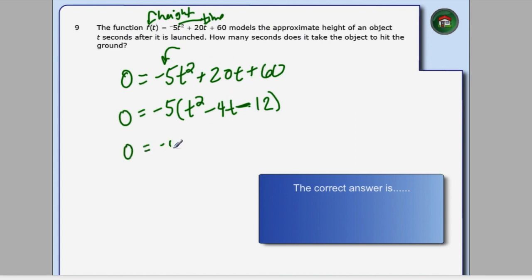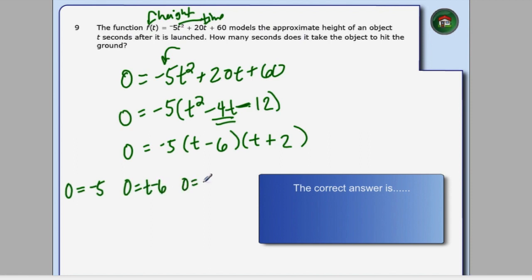So now try to factor again. What multiplies to be -12, but then would give me -4 when I added it? And that would be -6 and +2. Now solve. Remember, set each factor equal to 0. Zero equals -5 does not have a variable, so it goes away. If I add 6 to this, I get t equals 6, and if I subtract 2, I get -2.